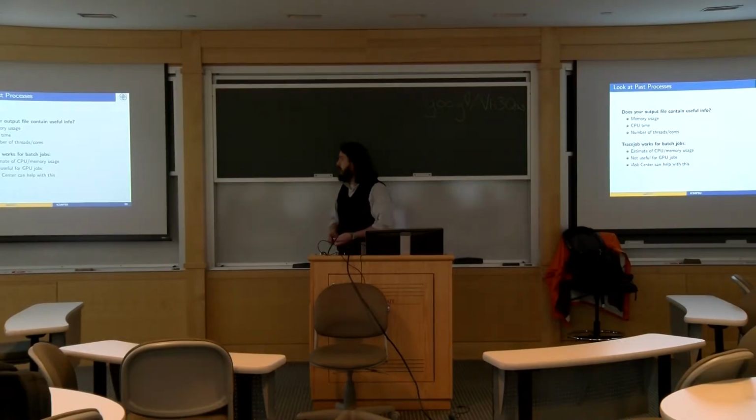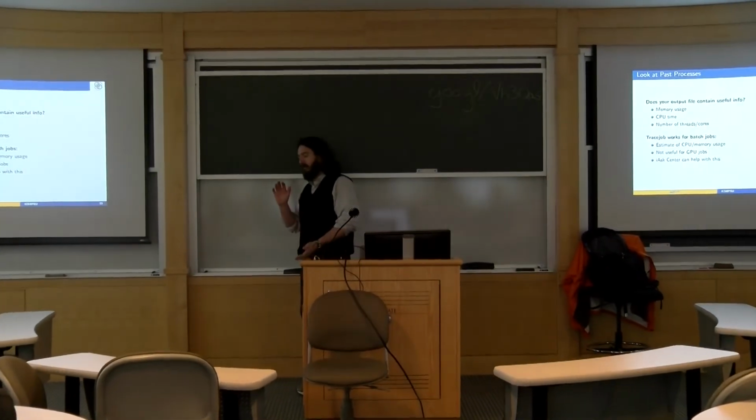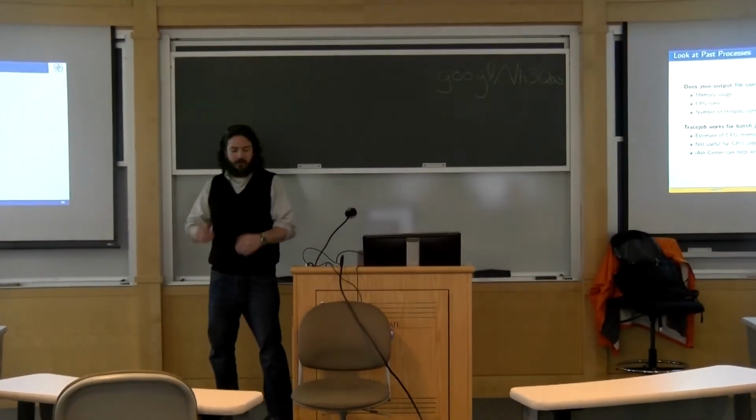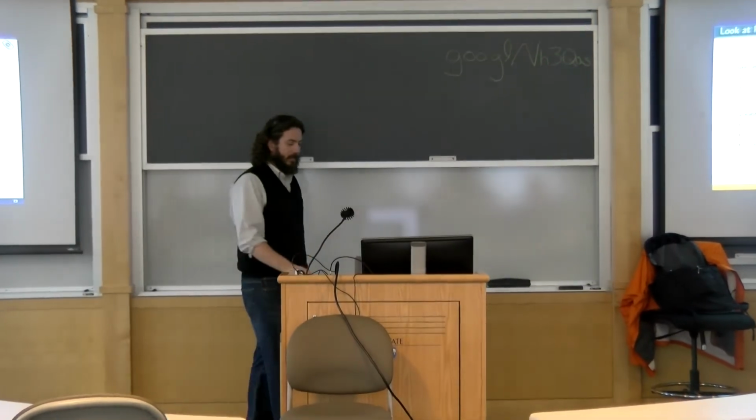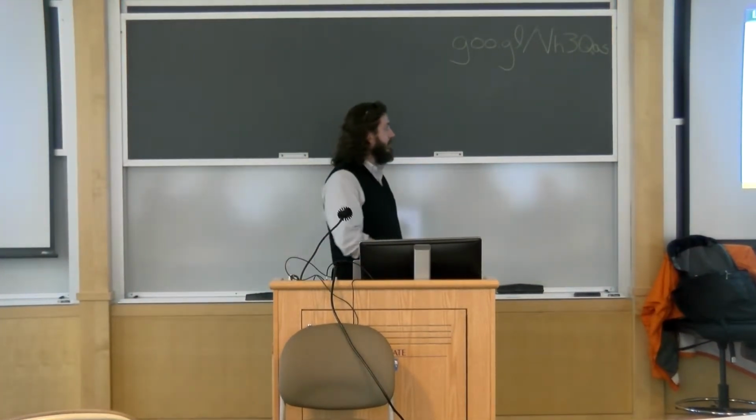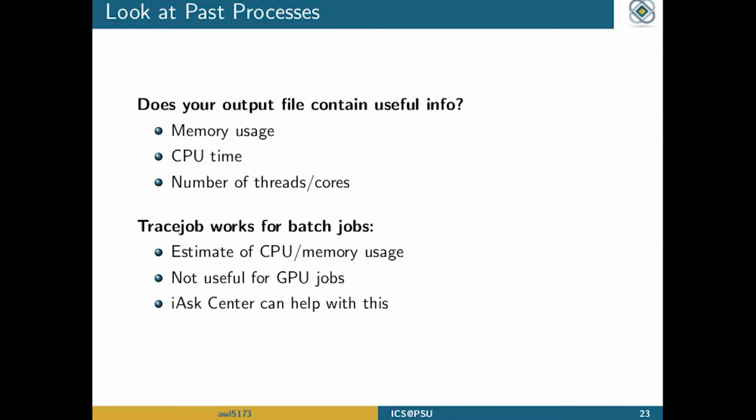All right, so this first step, look at past processes. A lot of codes that run will produce some sort of output file that has some statistics about the run in addition to whatever output you're getting from the actual analysis. So specifically, I like to look at memory usage and CPU time, and then also the number of threads and the number of cores that are being used, trying to make sure that I'm putting something onto the system that's going to be running well.